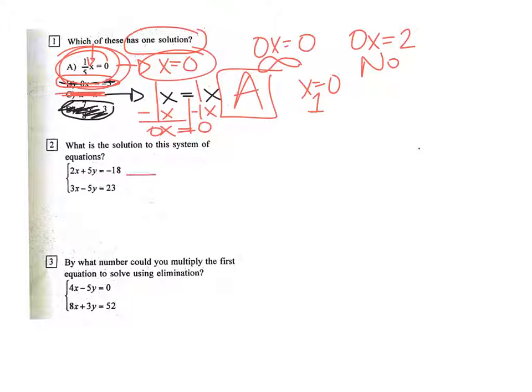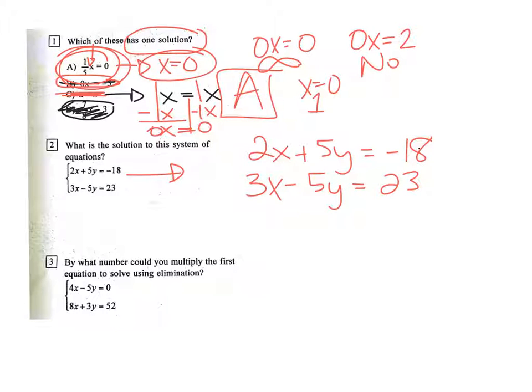We've done this. I'm going to move the work over here. 2x plus 5y equals negative 18, and then 3x minus 5y equals 23. If you look up here, you can see right away that they're on top of each other. They're good to go. We can go ahead and bring those down. Add those down. We're going to get 5x.